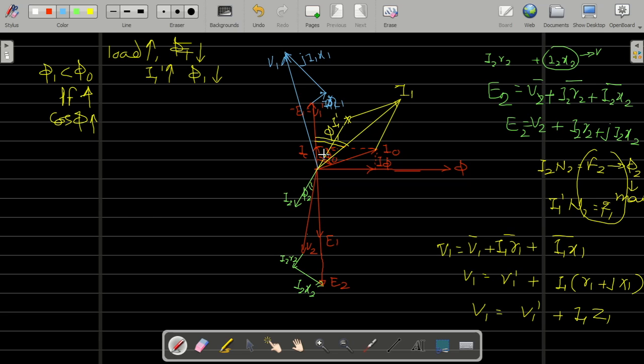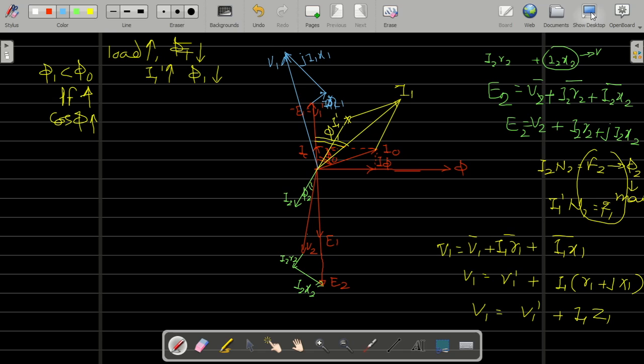And one more thing: will I2 and I1 be equal? No, it depends on the number of turns. Be careful about it. OK. So I will discuss some numericals on this in the next lecture, based on the EMF equation and these conditions. OK, so we'll discuss the numerical based on that.